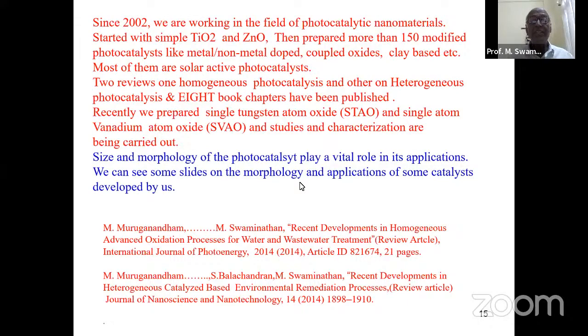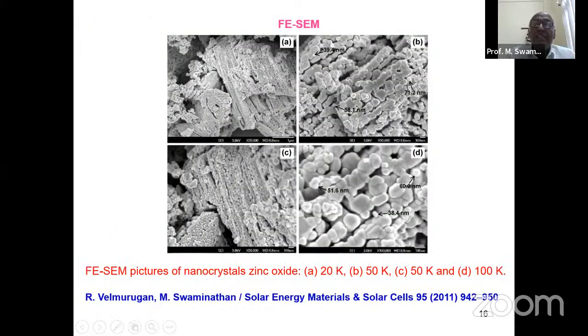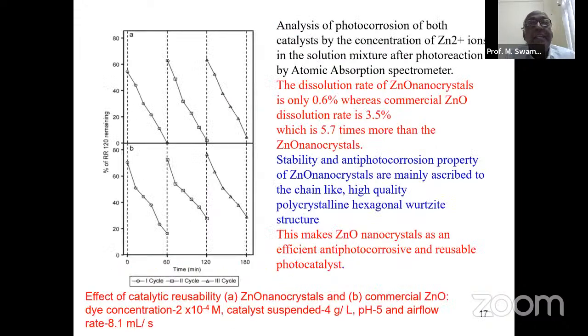Here you can see some pictures of the nanocrystals of zinc oxide. The nanocrystals are very active and also anti-photocorrosive. You know that zinc oxide is very active as a photocatalyst only in alkaline conditions. When the pH is 9, it is a very suitable pH for zinc oxide to be very active. Whereas in acidic pH, it undergoes dissolution, forming zinc ions and oxide ions, so it loses its photocatalytic activity altogether. That is why zinc oxide normally cannot be used in acidic medium.